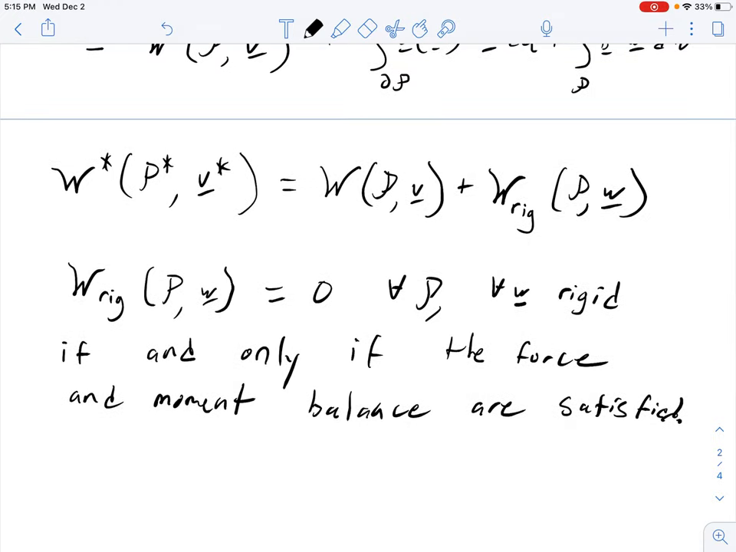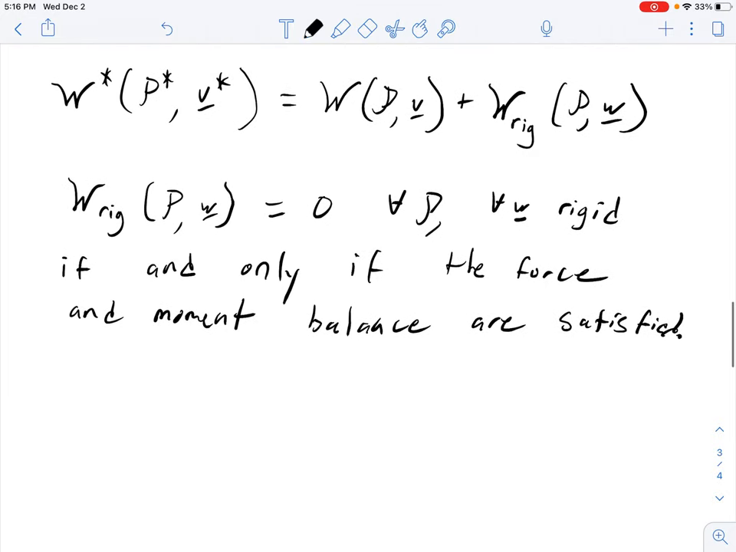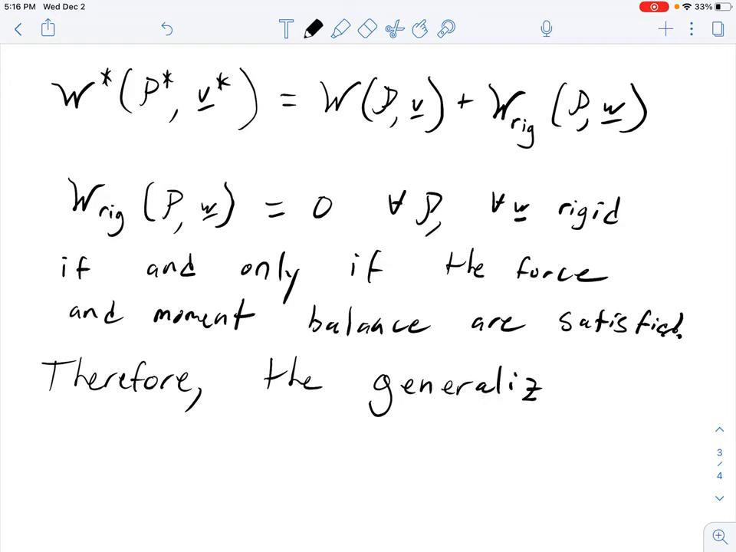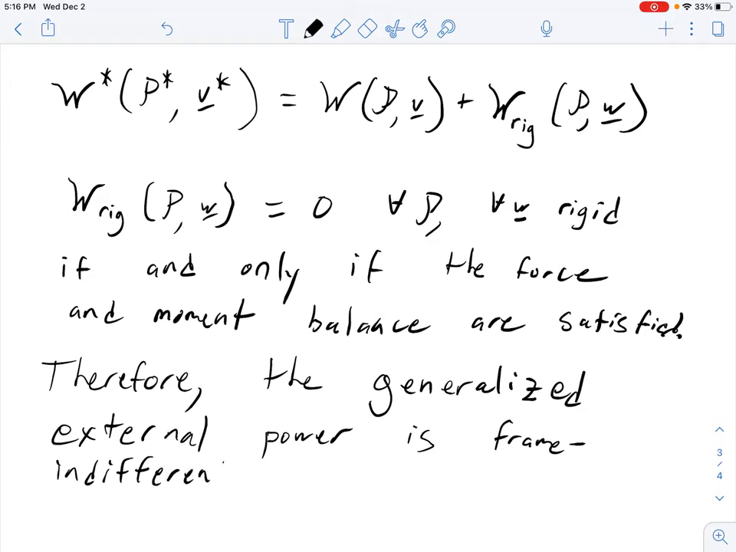So, if the force and moment balance are satisfied, then W star is equal to W, which is to say that the generalized external power is frame indifferent if and only if the force and moment balances are satisfied. IFF is going to mean if and only if, rather than write it out a bunch of times.